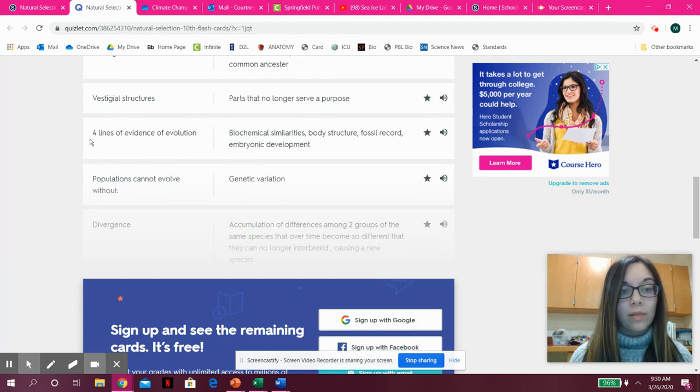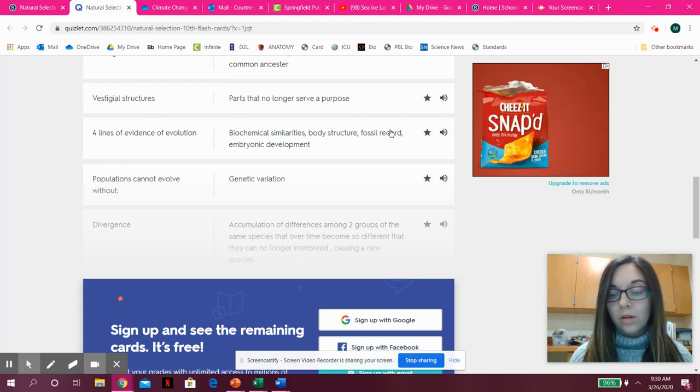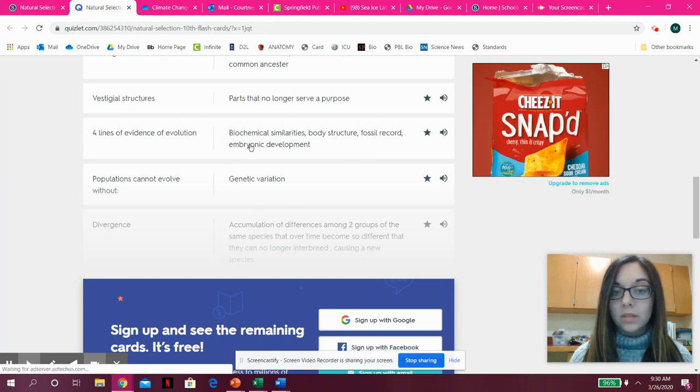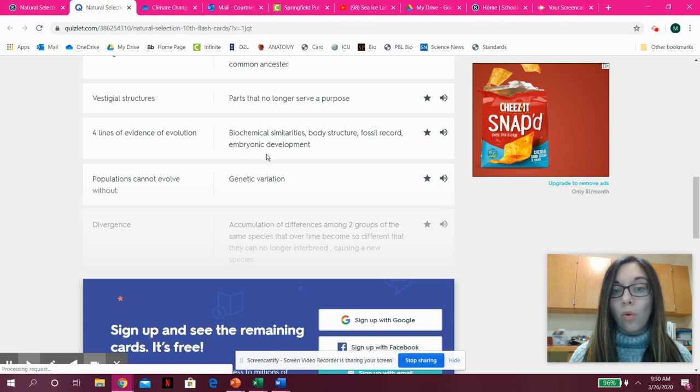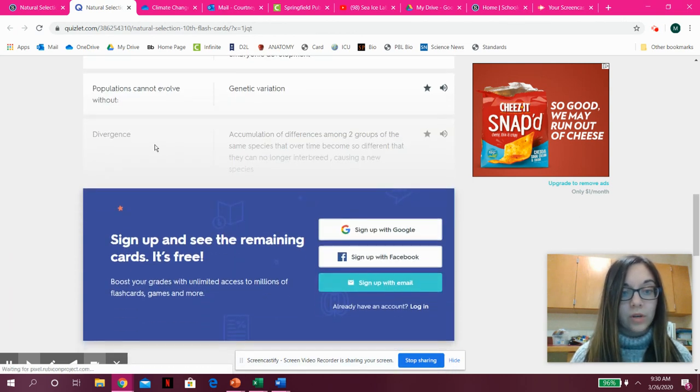You should know the four lines of evidence of evolution. Biochemical similarities is the DNA. Body structure is like the homologous structures. Fossil record, knowing that those fossils buried deeper in the earth are older. And embryonic development, those embryos that look more similar in their development are most likely closer related than those that look a little different. You can look at divergence here.